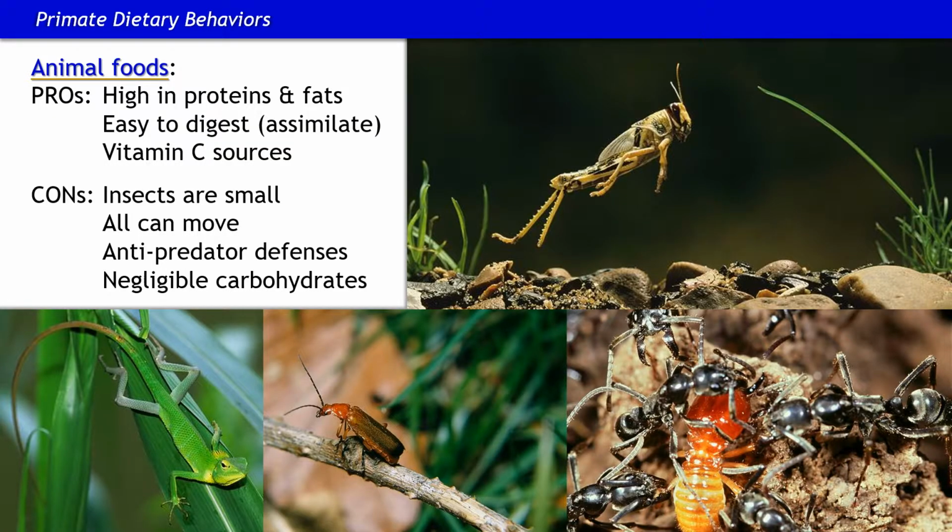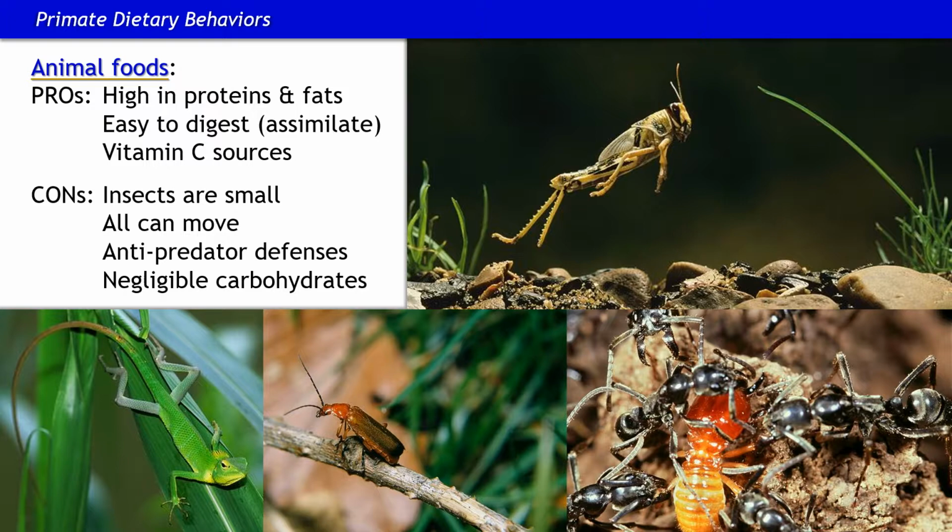Animal foods. What are the pros? What are the cons? Well, the pros: animals are high in proteins and fats. Fats are pretty difficult to get in the wild. They're easy to digest and assimilate, and they can be a great source of vitamin C.